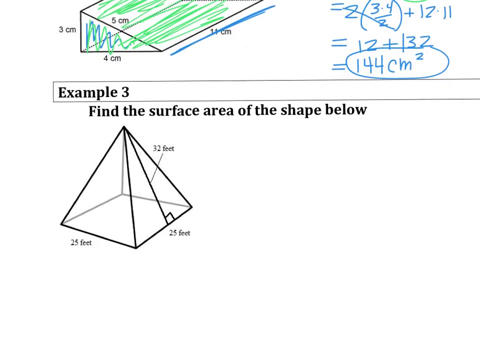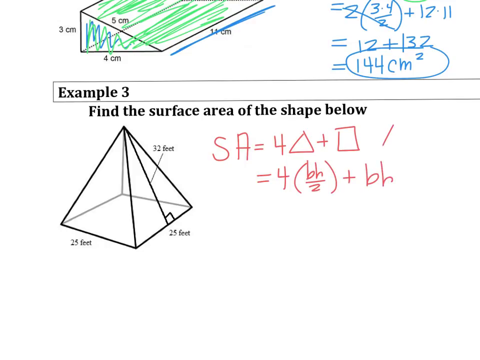Surface area of a square pyramid. If we were to find the net of this, so the surface area, it's going to be 4 triangles plus the square bottom. And so your formula is 4, and then you can do base height divided by 2, or half the base height plus the base height. Now remember, this base height is of the square, the first base height is of the triangle. The base and height of your triangle are 25 by 32. And then the base height of the square, hence the name square, should be the same, 25 times 25.